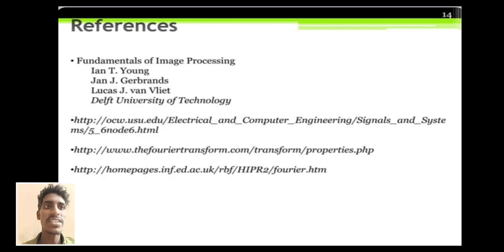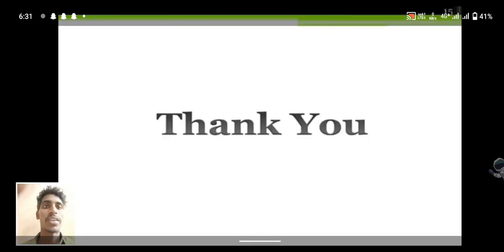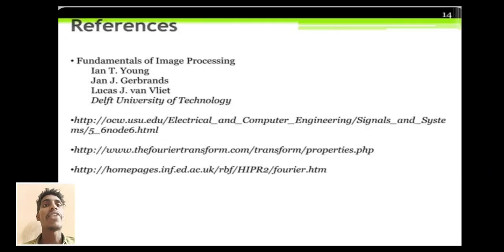See, here are the references about the Fourier transformation and inverse Fourier transformation. These are specific resources from which you can learn and build your knowledge of Fourier transformations, their properties and related information. That is Fundamentals of Image Processing by Ian T. Young, Jan J. Gerbrands, Lucas J. van Vliet. These are some websites and books that are references to learn the Fourier transformations, properties and applications.